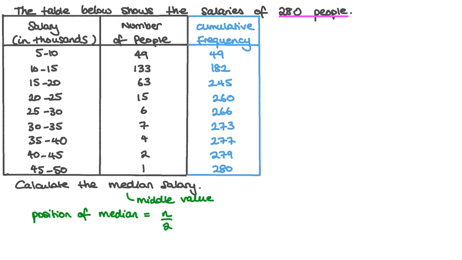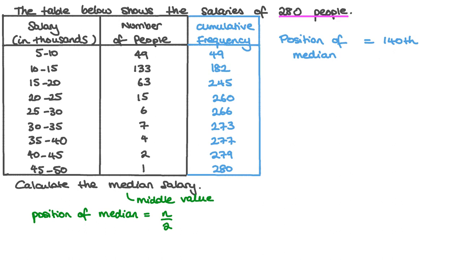To find the position of the median, we usually use the formula n plus 1 over 2. However, this is grouped data and we don't know the exact salary of any individual. Instead, we'll calculate an estimate for the position of the median, and we'll use the formula n over 2. In this case, n, the total frequency, is 280, so we get 280 divided by 2, which is 140. The median is the 140th person in our table.